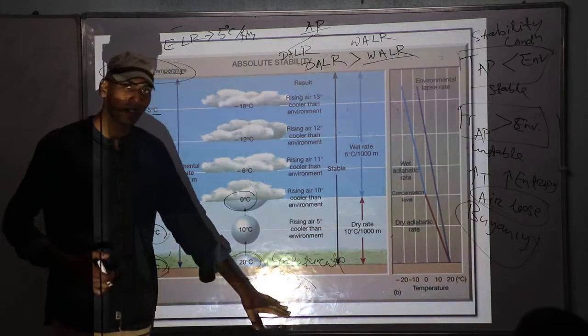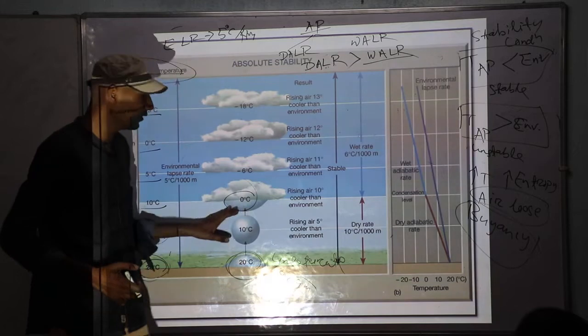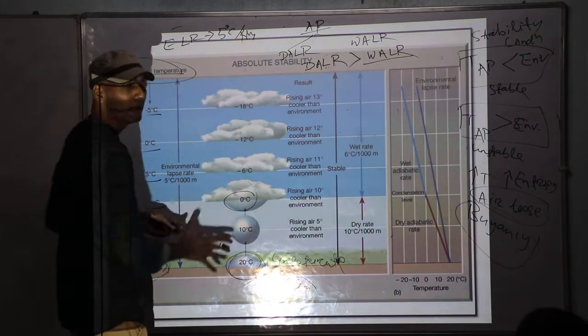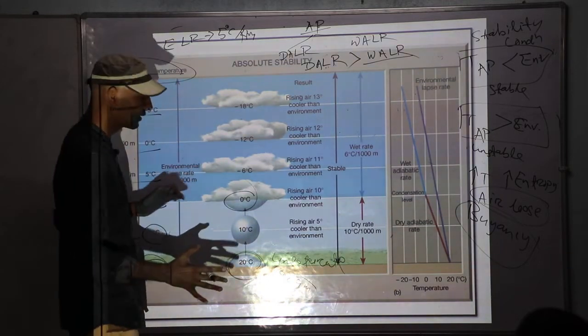When it contains that much of water vapor to be saturated, then we name it a saturated air parcel. That doesn't mean when it attains 0 degree. In this diagram, 0 degree is taken, that's a coincidence.